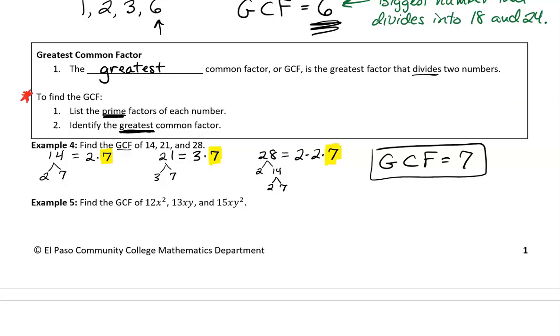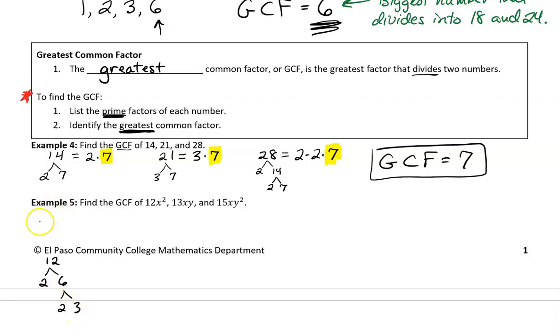Let's try this now with some variables thrown in. Let's look at example 5. We want to find the GCF of 12x squared, 13xy, and 15xy squared. Okay, so prime factorization. We're going to start with those. Let's look at the numbers, the coefficients. I think I'm going to do a little scratch work here. I'm going to do my 12 down here. So 12 can be 2 times 6. And then 6 can be 2 times 3. Those are all prime now, so we're good.